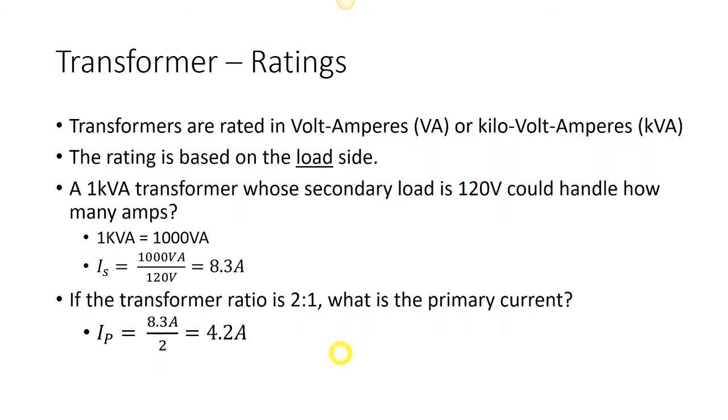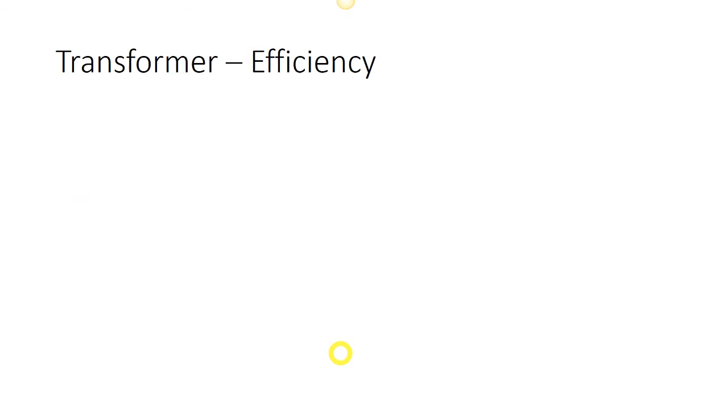Okay, and that's for an ideal transformer, one that has no losses. We'll look at what we need to do for losses in just a minute. And here it is: transformer efficiency. No transformer is 100% efficient. There's always going to be some losses.